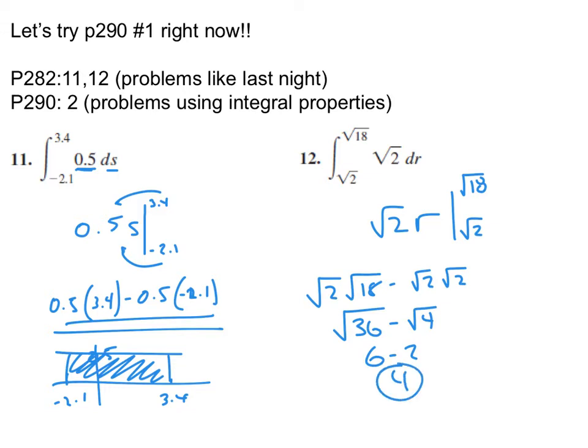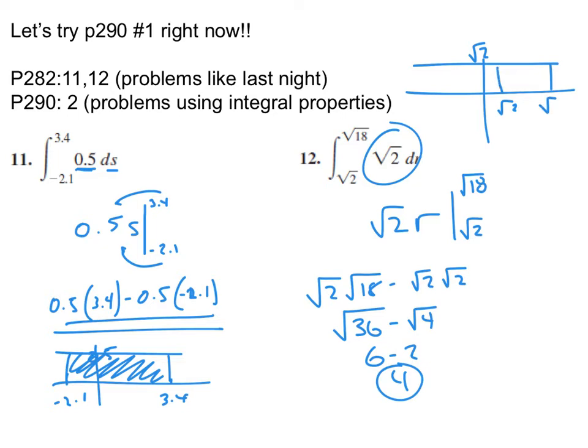So apparently the area underneath this constant function up at the square root of 2, from root 2 to root 18, that area inside of there is exactly 4 square units. So again, that's how we evaluate definite integrals.